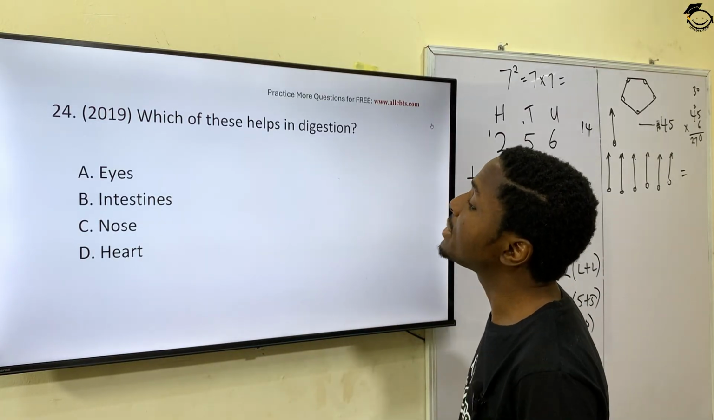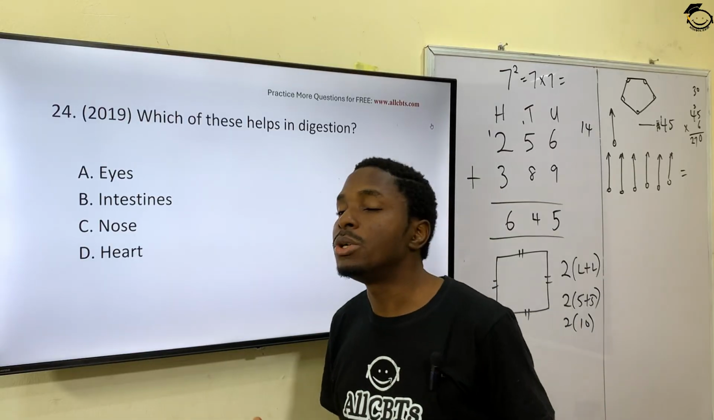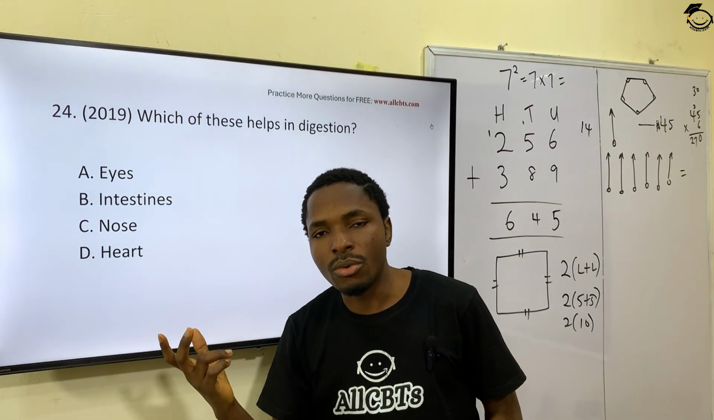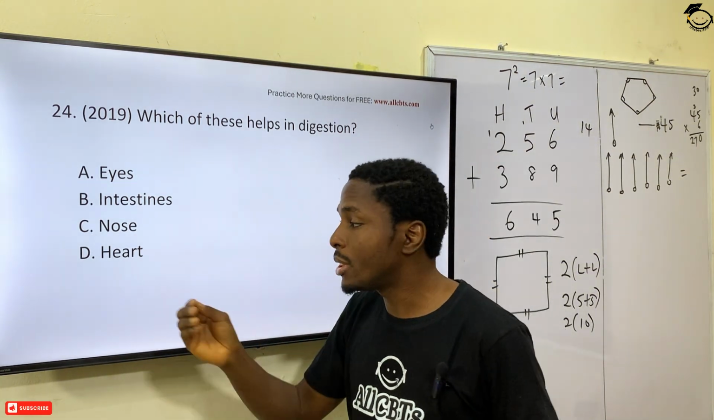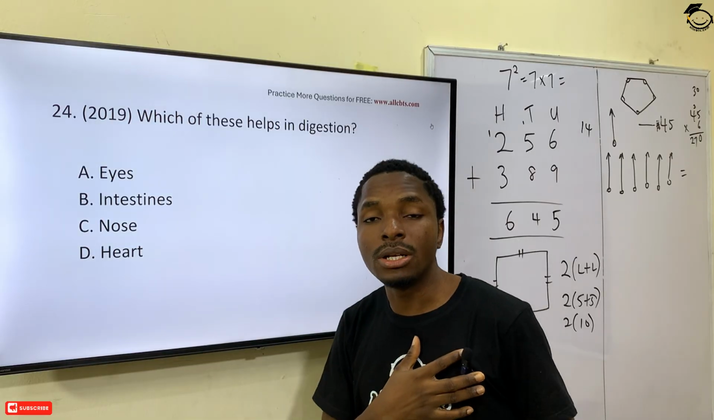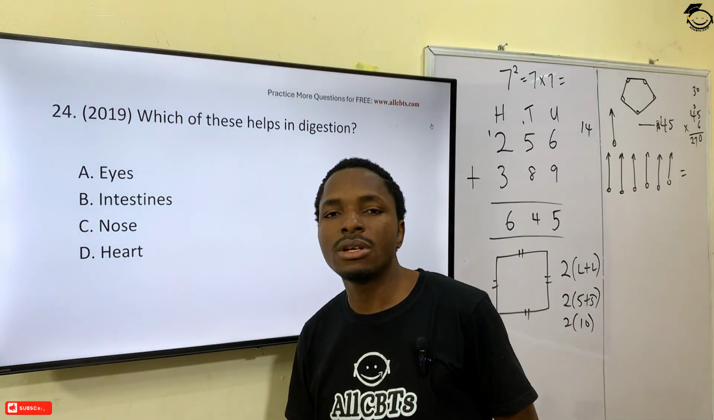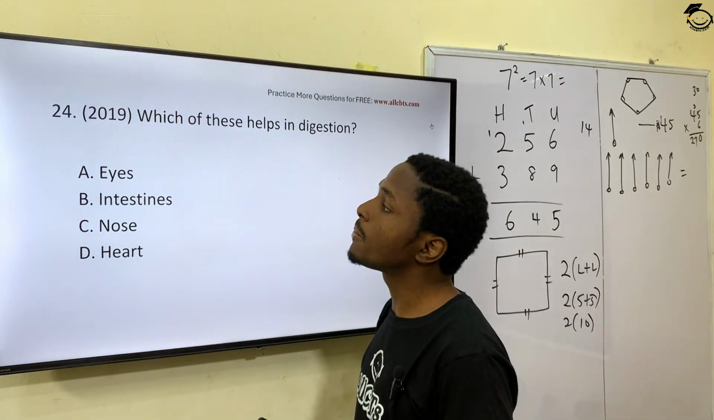And then 24. Which of these helps in digestion? Which of these organs help your body to digest food? You have eyes, which don't work in digestion, they help you to see. You have nose, which helps you to breathe. Heart regulates your body, pumps blood. Then you have intestine, which helps in digestion.